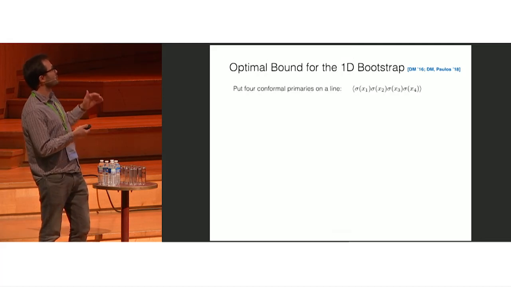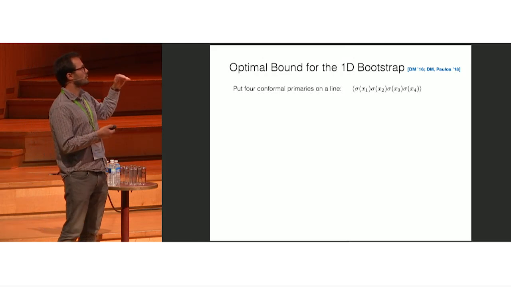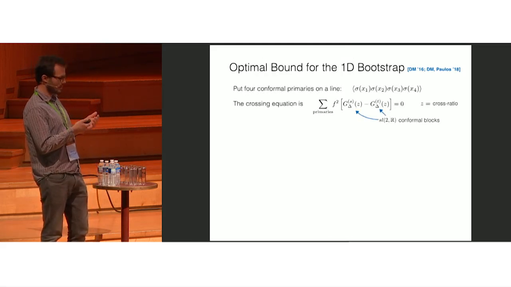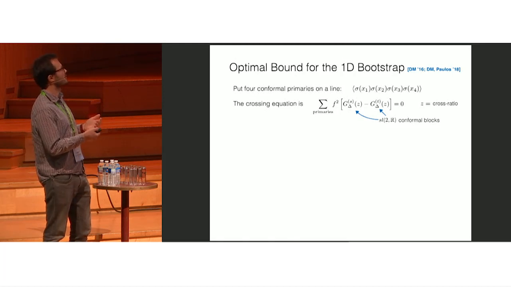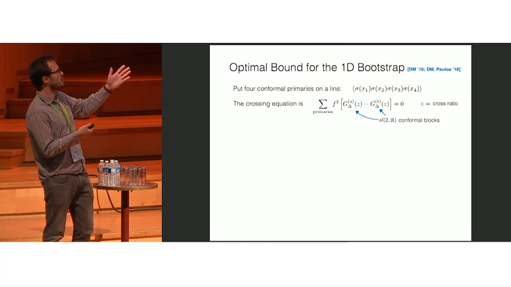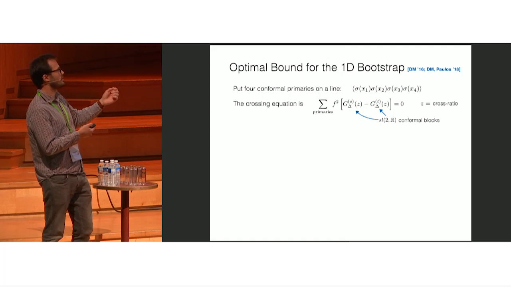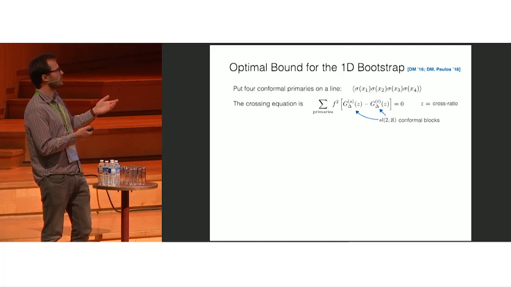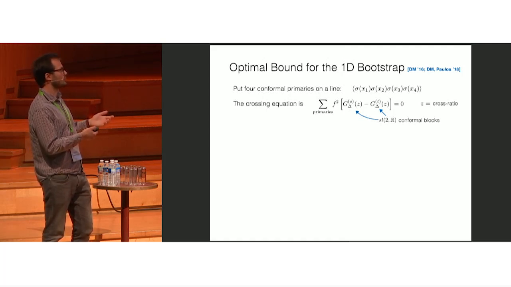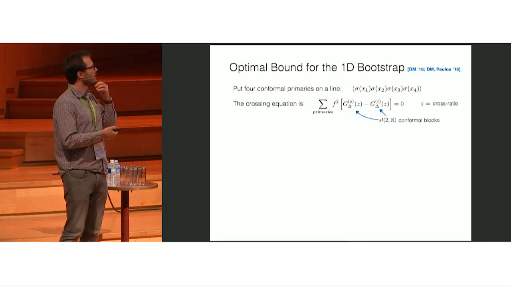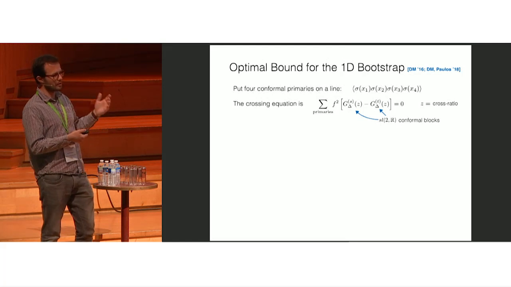So the setup is that we put four conformal primaries on a line, four sigmas. The crossing equation in this context looks like this. There is a sum over the primaries in the OPE of two sigmas, over the OPE coefficient squared, so that's some positive number, times the difference of the S-channel and T-channel conformal block. Because we are in 1D, the conformal group is SL(2,R), so these are the so-called SL(2,R) conformal blocks. And z is the single cross ratio of four insertions on a line.